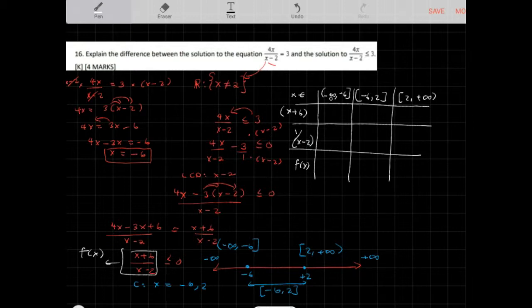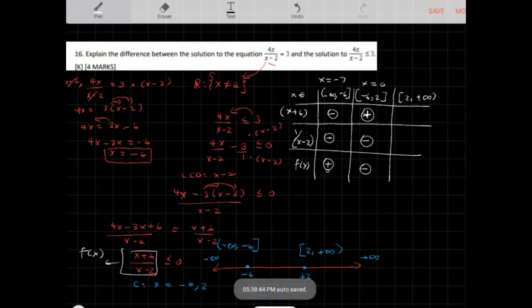And then what we want to do is gauge a value from each interval. So from negative infinity to -6, I'll let x equal -7. So -7 plus 6 is negative. -7 minus 2 is 1 over -9, so this is negative, and these two negatives multiplied by each other give a positive. Between the interval of -6 and 2, I'm going to let x equal 0. In this case, you get 0 plus 6, which is positive 6, so it's positive. 0 minus 2, so 1 over 0 minus 2 is -1/2, which is negative. And a positive and a negative will give us a negative.